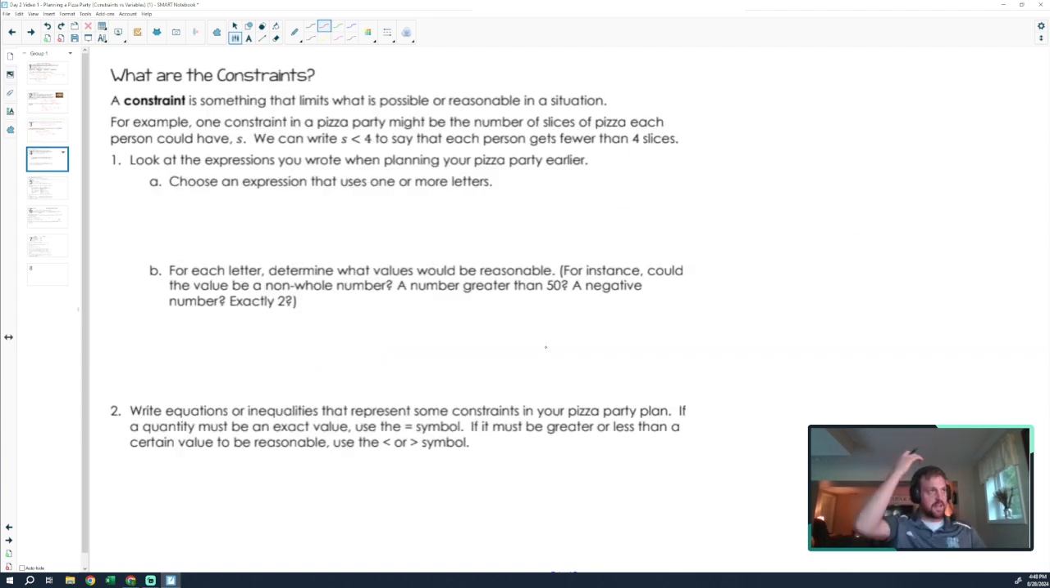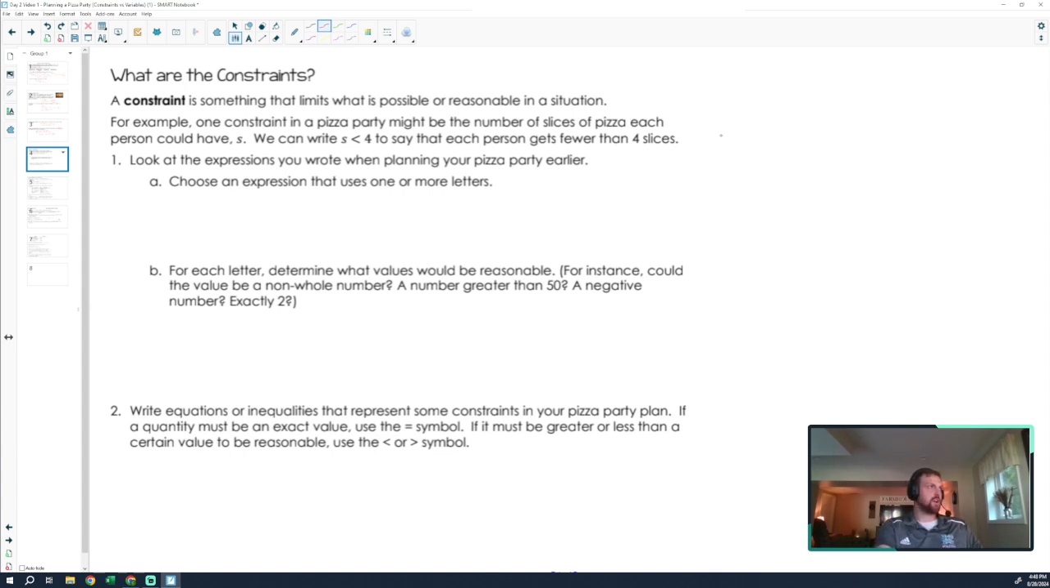All right, what about constraints in equations? If you're able to, stop the video, read through this, see if you can do number one and number two on your own. This is a great opportunity to, again, try on your own, teachers walking around the classroom, seeing what you can do.